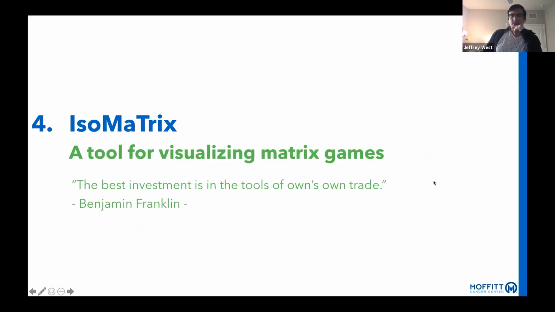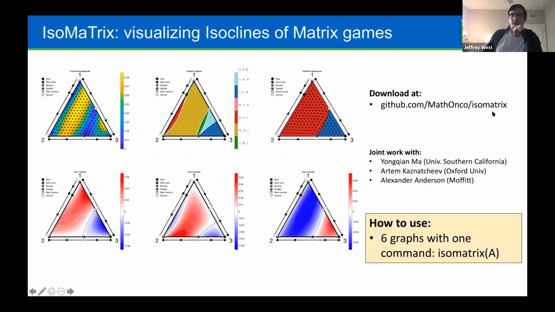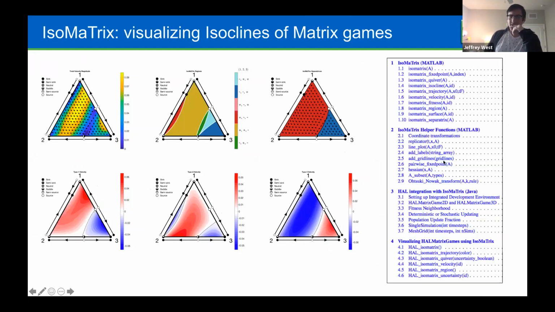If you like these plots, you can play around with this tool that we just built called Isomatrix. You can download this on the Math Onco GitHub, and it's really easy to play with evolutionary games, matrix games. Just with one command, you can get the velocities, the isoclines, and the separatrices and basins of attraction, if you're interested in that, and many more other options to play with as well.